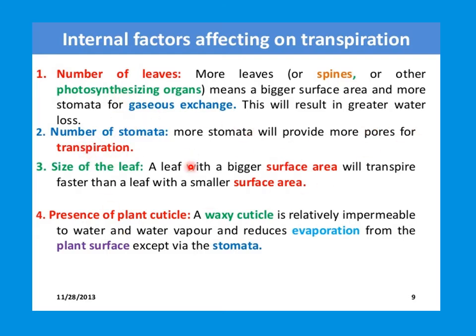And then the number of stomata. More stomata means more pores for transpiration to be carried out. Then the size of the leaf itself. The bigger the leaf, the bigger the surface area, which means it transpires faster compared to a leaf with a smaller surface area. And of course, the presence of a plant cuticle. There are plants that do not have a waxy cuticle. When there is a waxy cuticle, it reduces the transpiration rate, because it reduces water loss. But if there is no waxy cuticle, the tendency for evaporation is much higher. Yeah?